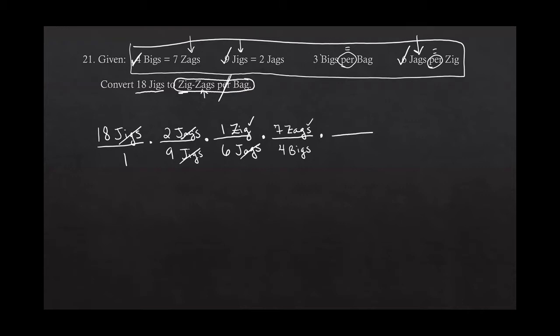Last equivalency says 3 bigs per, or equal to, bag. That's usable. Bigs is in the bottom, so I'm going to put the bigs in the top. 3 bigs goes in the top there, equal to bag, or 1 bag, right, in the bottom. Bigs cancel out, and bag is in the bottom now, which is what we wanted, so that's good.